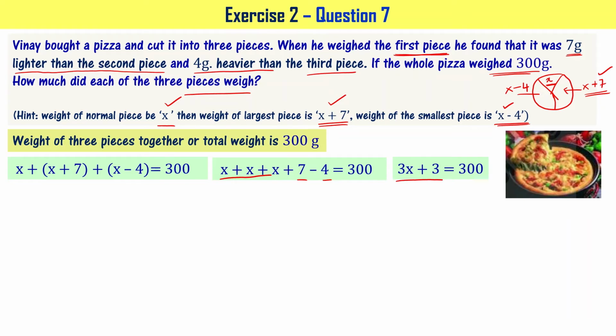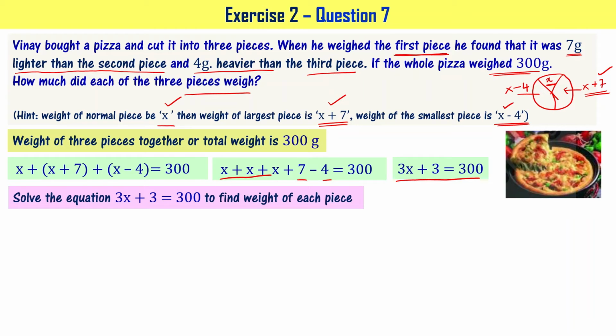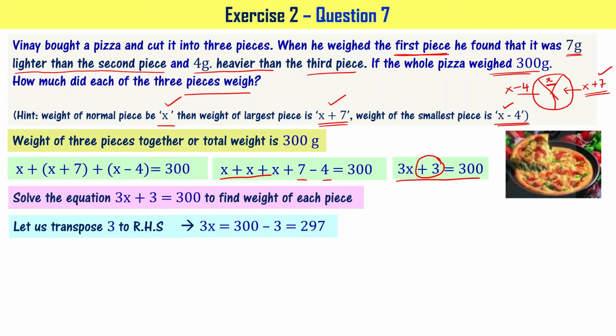It is a linear equation in one variable. We can solve this equation, right? Let us solve this equation to find the weight of each piece. So let us transpose this plus 3 to the other side so that it becomes minus 3. So 3x equal to 300 minus 3. That can be written as 297, right? 3x equal to 297 is the equation we have now.